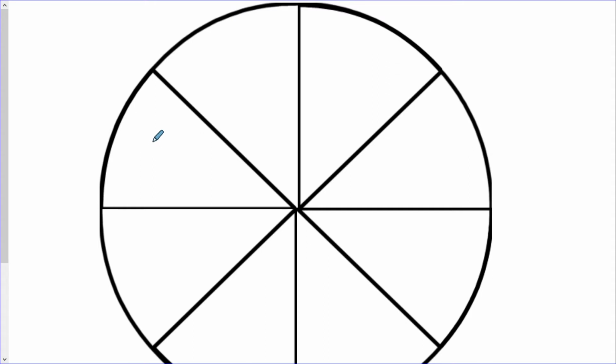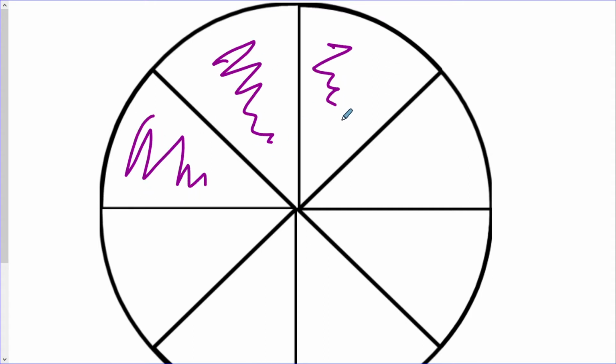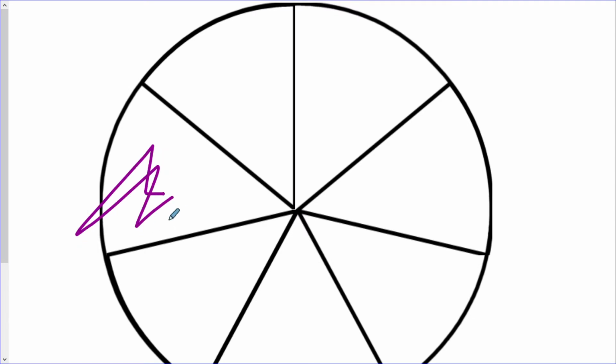All right, let's shade in that much. How many parts are shaded? 1, 2, 3. That's your numerator. How many parts in all? 1, 2, 3, 4, 5, 6, 7, 8. And how do you think we say that? 3/8. 3/8.